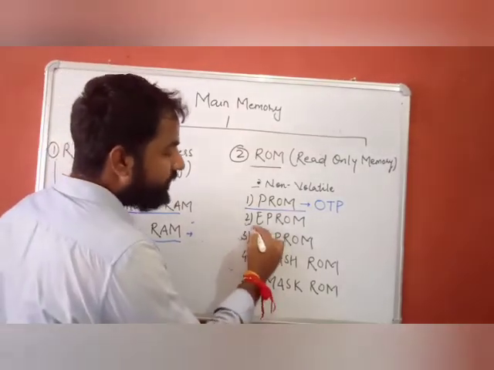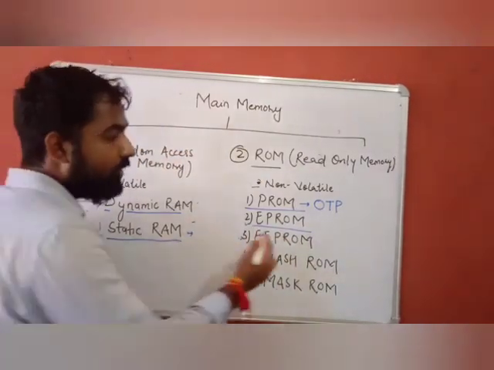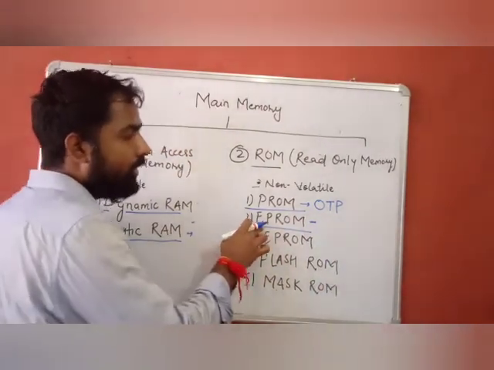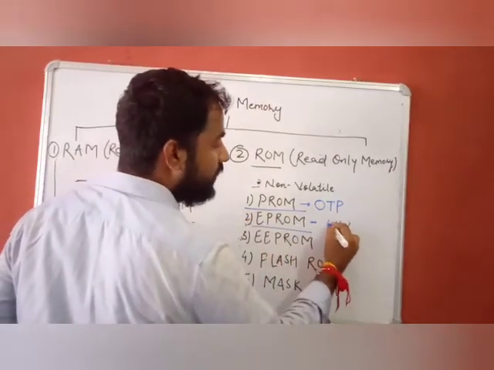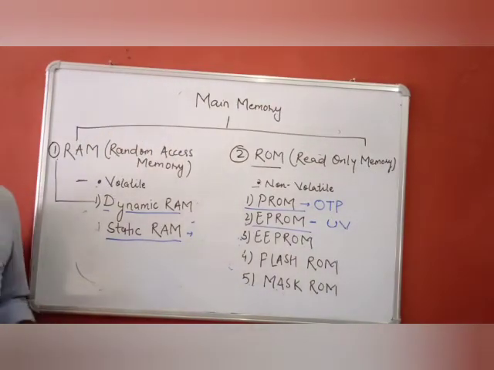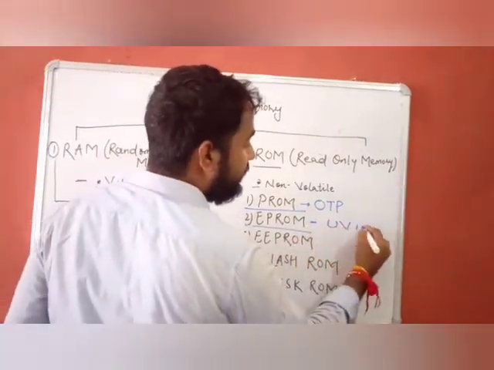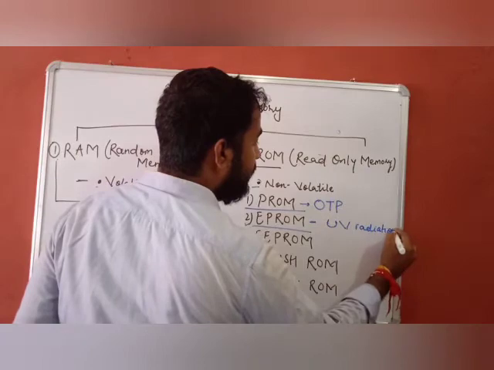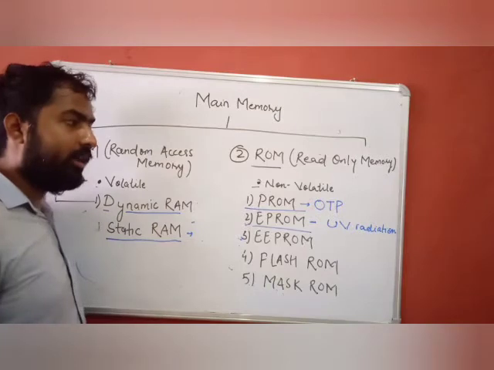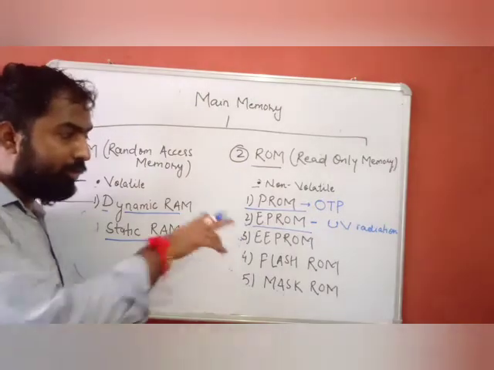Now, the second one is EPROM, that is erasable programmable read only memory. Here one can program this ROM by using UV, ultraviolet radiations. One can erase it many times as needed, and after that, again by using UV radiation you can program it.